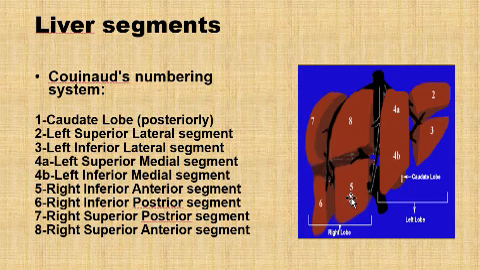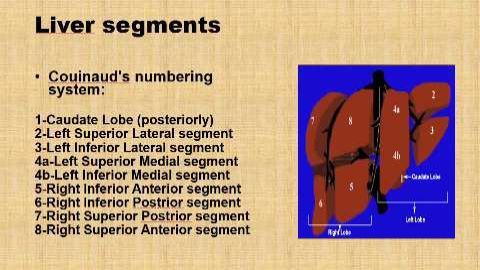will have a right inferior anterior segment. Here we have the right superior anterior segment. Here, as I said, it is posterior. It is divided by the right hepatic vein into posterior and anterior. Here it is the right inferior posterior segment. Here it is the right superior posterior segment. I think it is understandable.